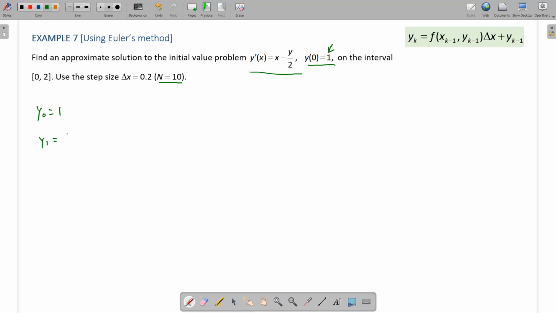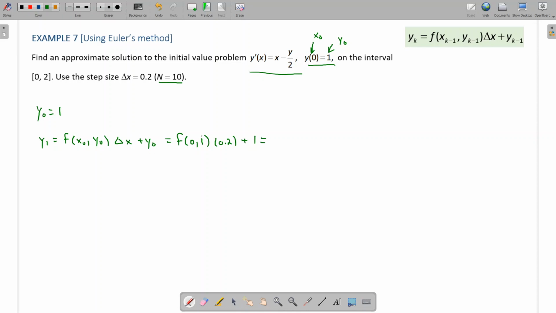y1 in every single problem is going to be f of x sub 0, y sub 0, times delta x, plus y sub 0. So in this case, that is f of 0. X sub 0 is this, right? That's x0, that's y0. The y0 we said was 1. Then delta x we said is 0.2. And y naught is 1. Okay, that's just plugging all the given information into that.